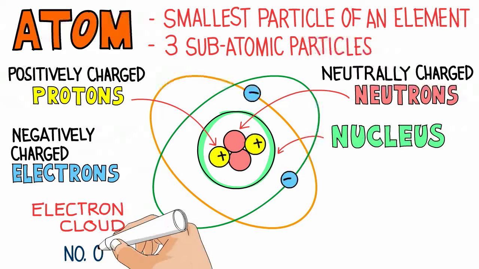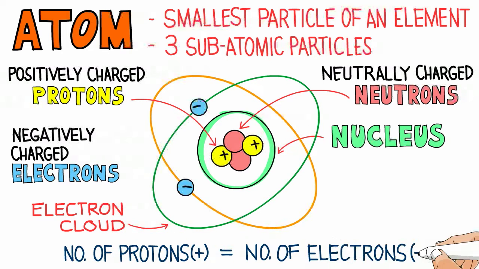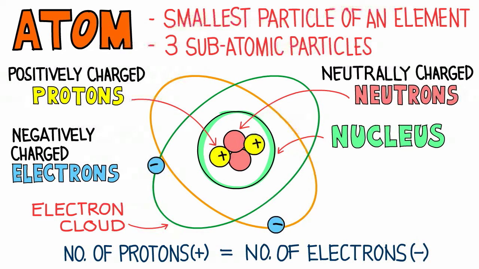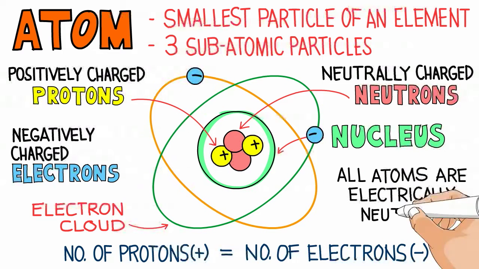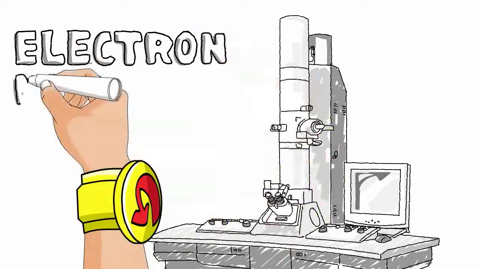The number of positively charged protons in the nucleus equals the number of negatively charged electrons revolving around the nucleus, so the charges cancel out exactly and all atoms are electrically neutral. To see atoms, a special kind of microscope called an electron microscope is used.